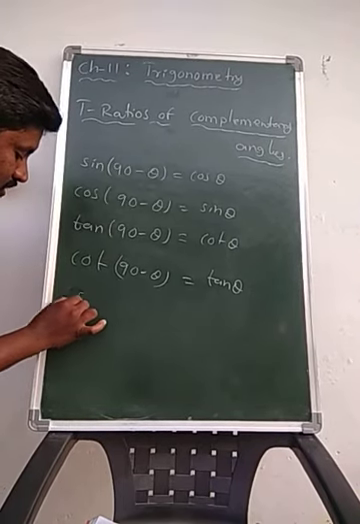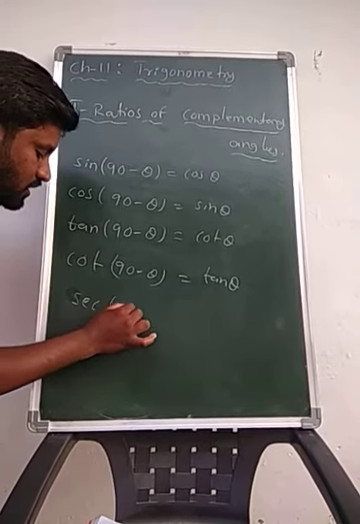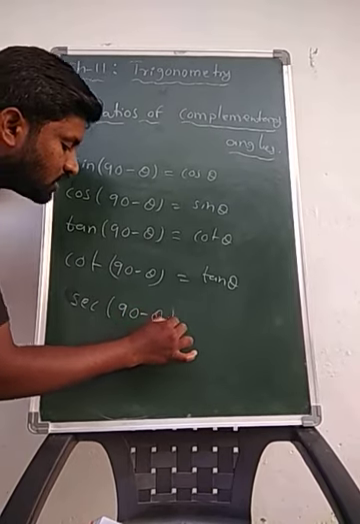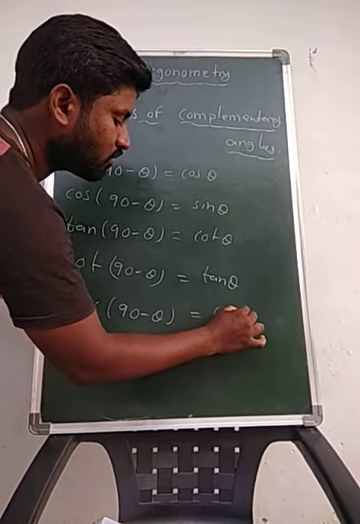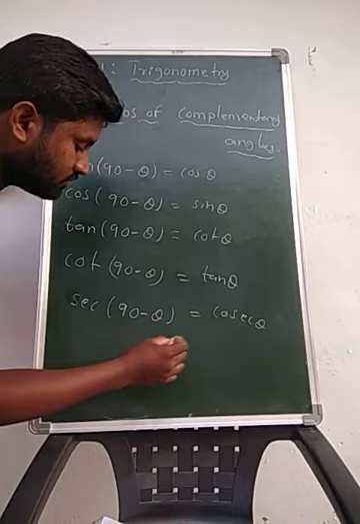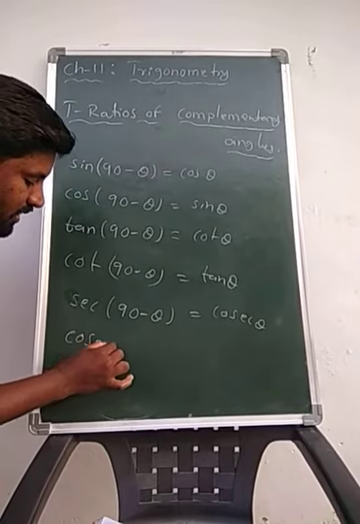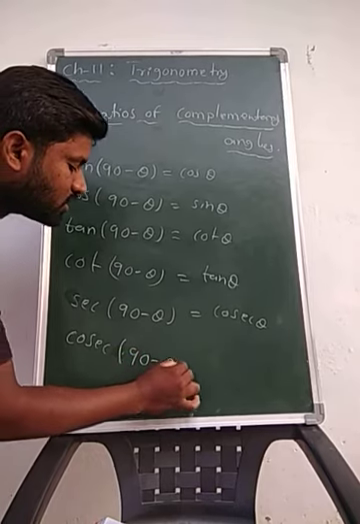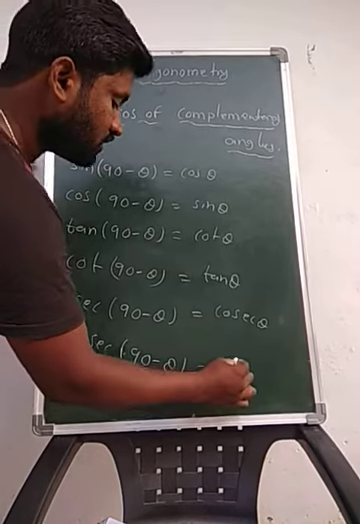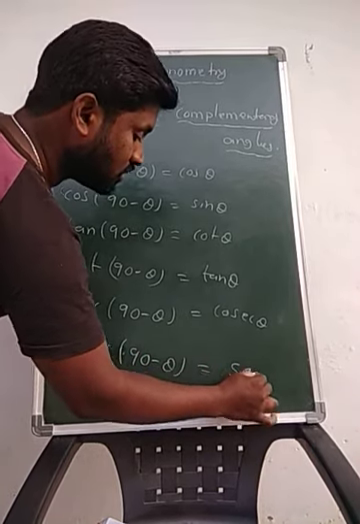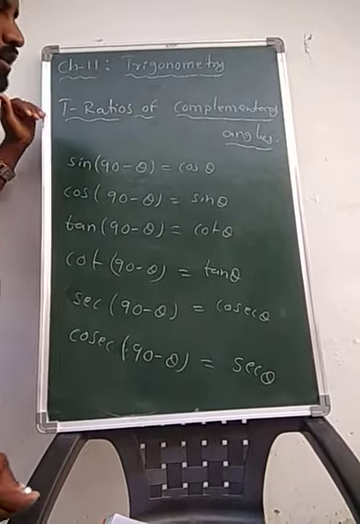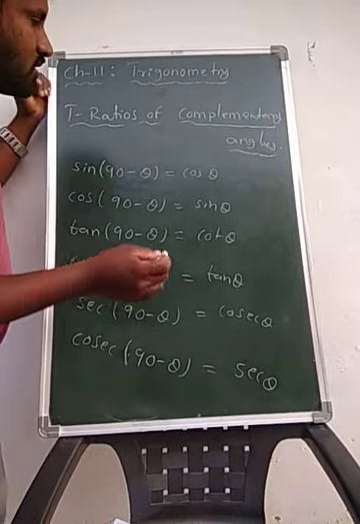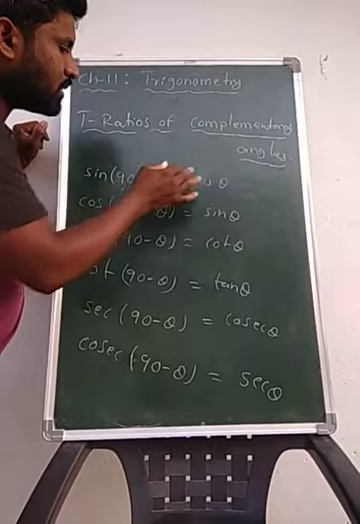Sec 90 minus theta is equals to cosec theta. Cosec 90 minus theta is equals to sec theta. So we discussed in the previous class T ratios of complementary angles.